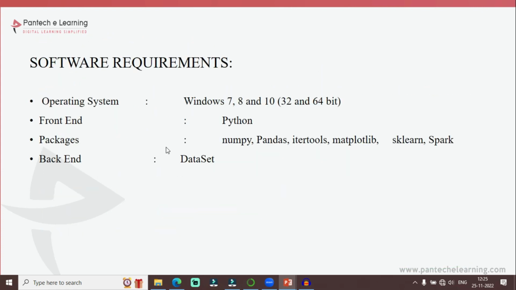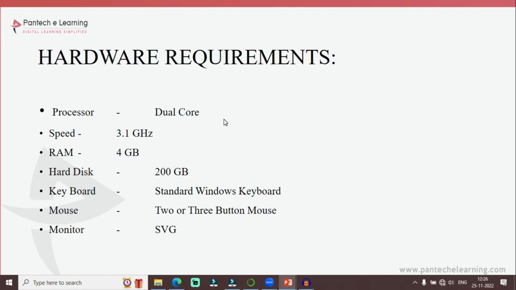What are the hardware and software requirements essential to do this project? I require a Windows 7, 8 or 10 64-bit operating system and packages. All these are the different libraries essential for this project: NumPy, Pandas, Iterators, Matplotlib, sklearn. And in the front end, everything is developed using the Python language. One minute, let me just continue.